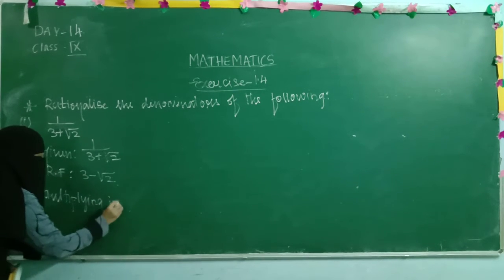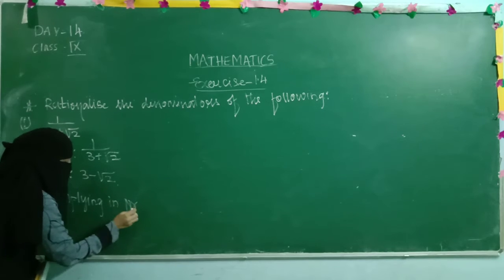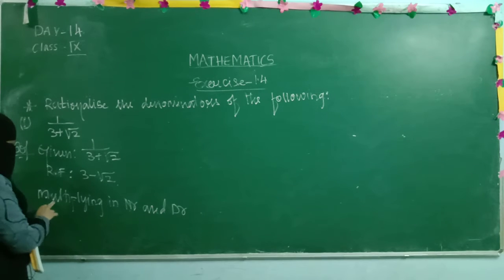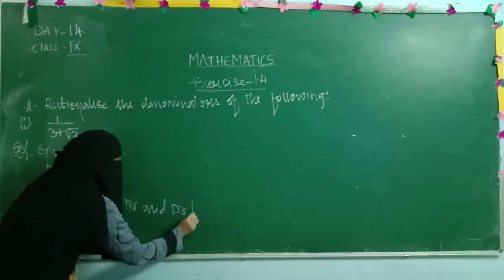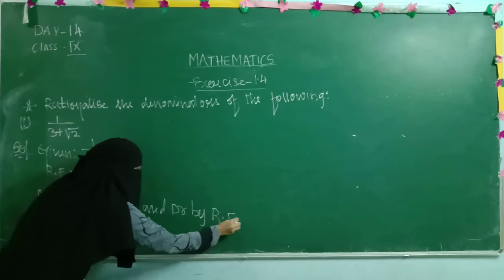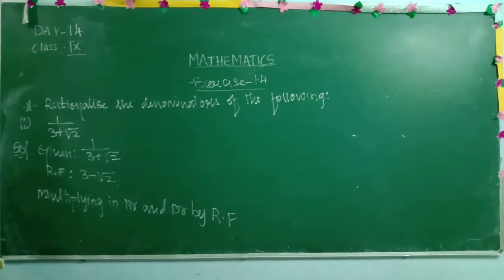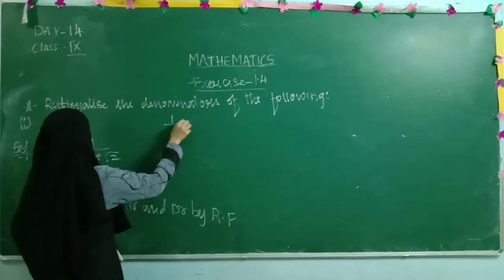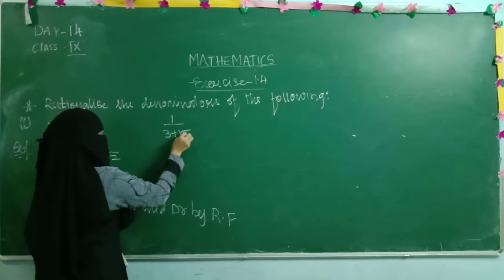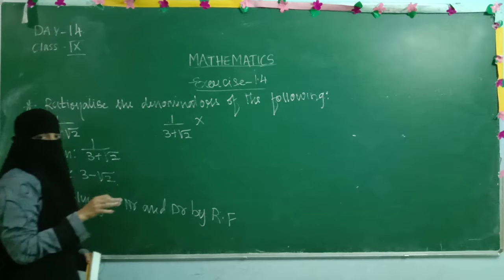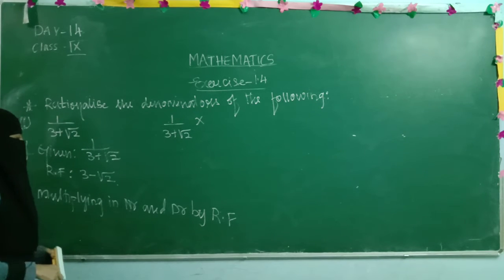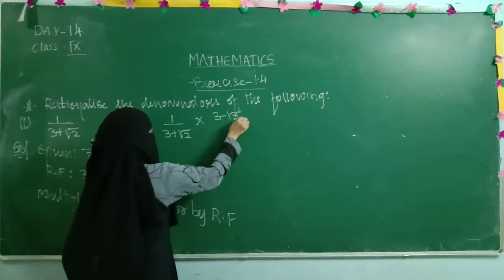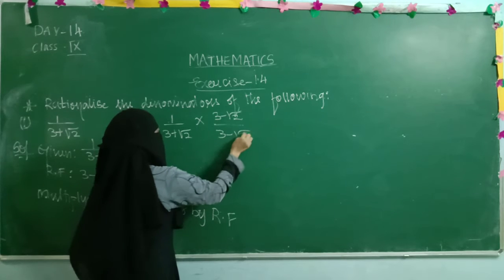Multiplying in NR, which stands for numerator, and DR, which stands for denominator, multiplying in numerator and denominator by RF. What is RF? Yes, the rationalizing factor. So just take the question, 1 by 3 plus root 2. Here we have to multiply in the numerator and denominator by the rationalizing factor, and the rationalizing factor is 3 minus root 2. So 3 minus root 2 by 3 minus root 2.